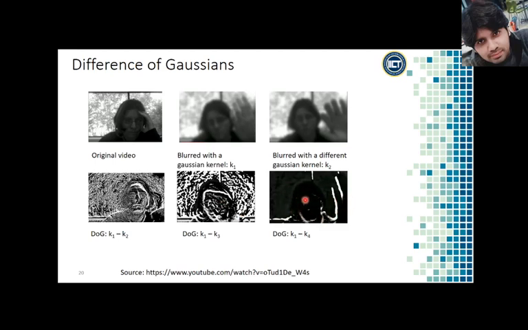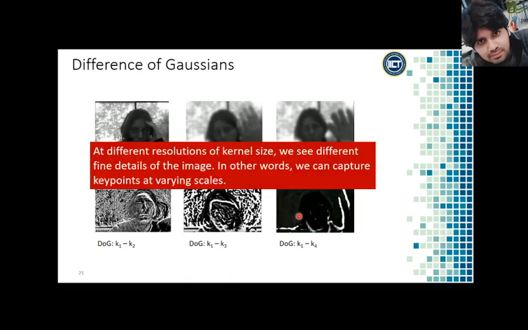You can go to this link and find a demo for this kind of stuff, which is difference of Gaussian. At different resolutions of kernel size, we see different fine details of the image. In other words, we can capture key points at varying scales, and that's exactly what we want. We want to find a particular key point at different scales, and this is our first step.